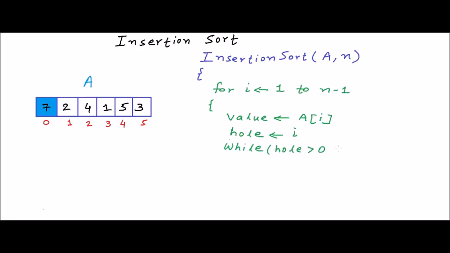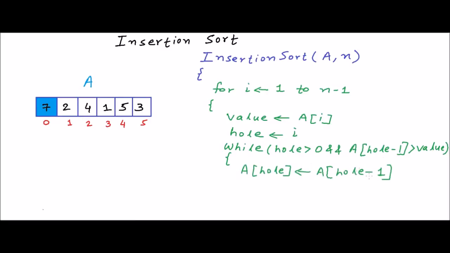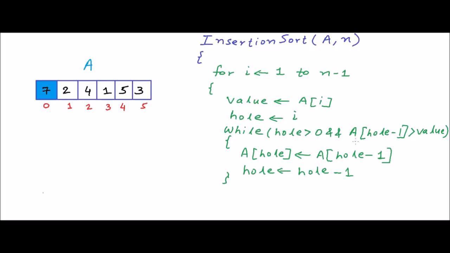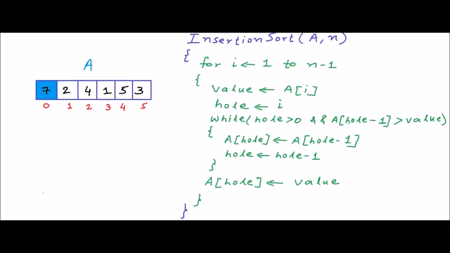While hole is greater than 0 and the element at index hole minus 1 is greater than value, we will shift the element at index hole minus 1 to the hole. So now our new hole will be index hole minus 1. When we find a smaller element than value in the sorted subset, this particular condition will be false. We will exit the while loop, or we will exit the while loop when hole will be equal to 0, so there will be no more elements to shift. And finally when we come out of the while loop, we will put the value into the hole. And this is our pseudocode for insertion sort.